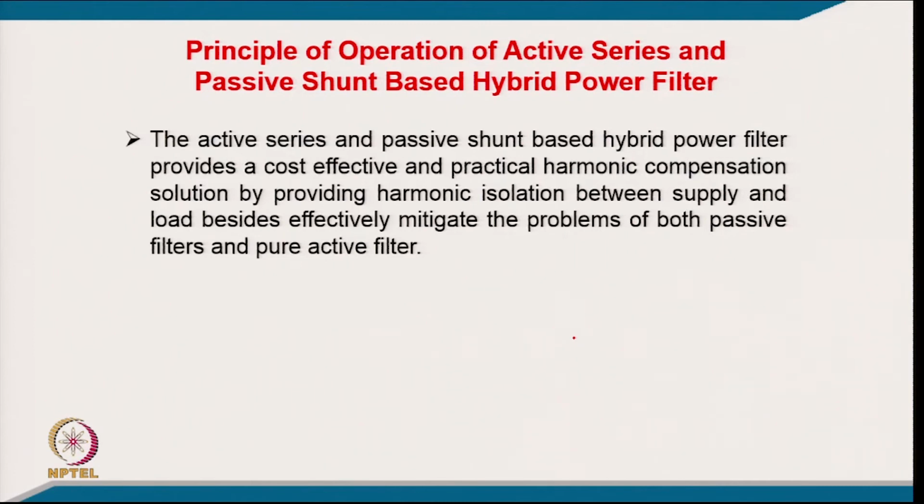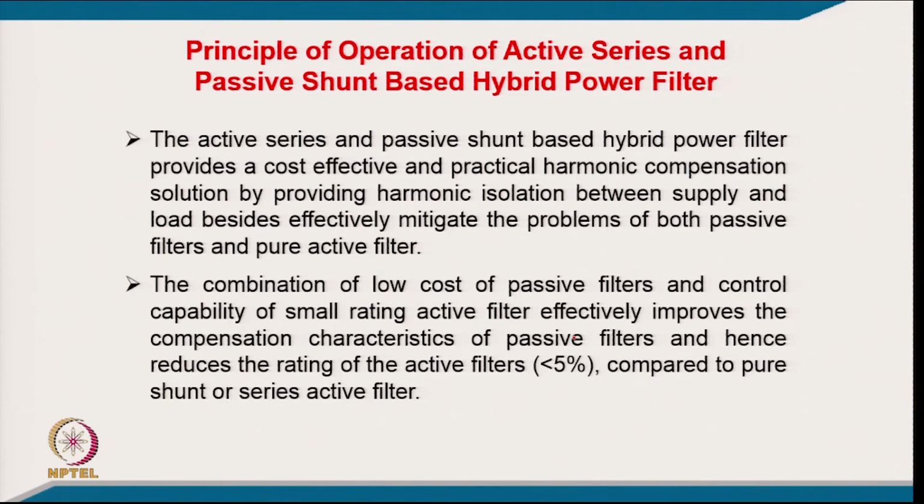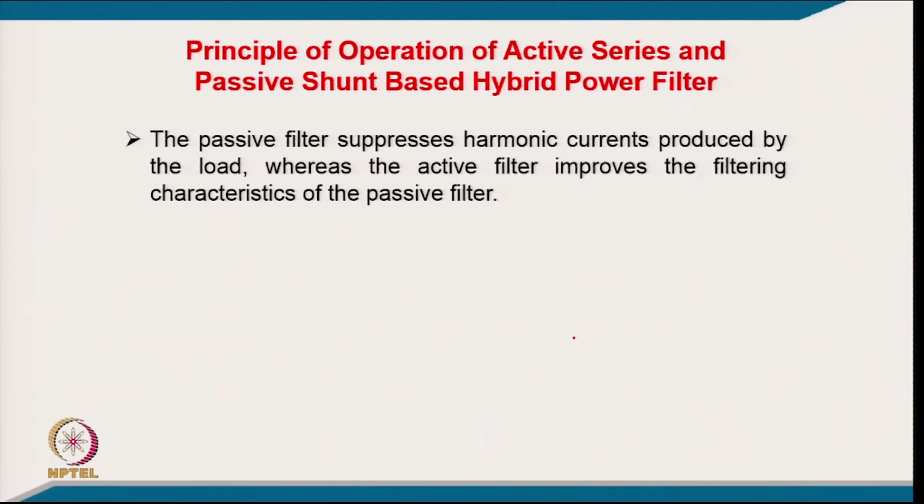So, the active series and passive shunt based hybrid filter provides a cost effective and practical harmonic compensation solution by providing harmonic isolation between supply and load, besides effectively mitigating the problems of both passive filters and pure active filters. And the combination of the low cost of passive filters and the control capability of a small rating active filter effectively improves the compensation characteristic of the passive filter and hence reduces the rating of active filters to less than 5% compared to pure shunt or series active filters.